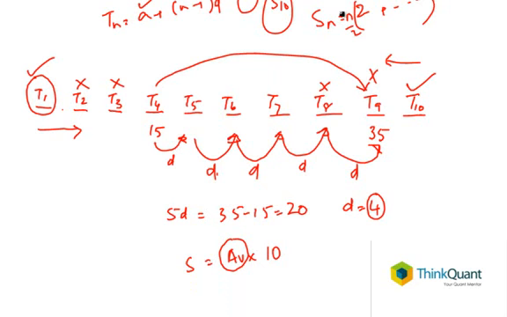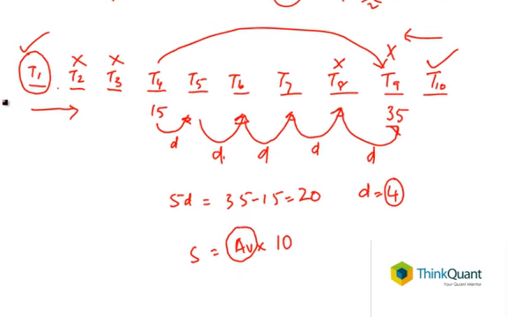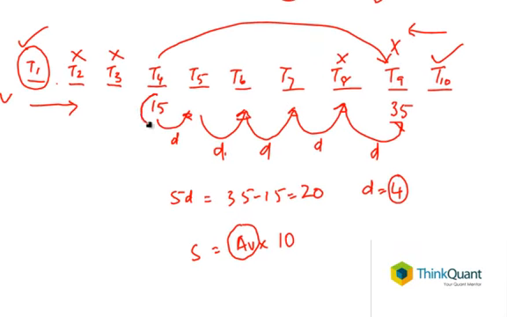Let's take the first term and the last term. So what would be our first term? It's very easy. We have 15 here. D is our common difference. So this is going to be 11. This is going to be 7. This is going to be 3. So easy. This is 35. So this is going to be plus 4, 39.